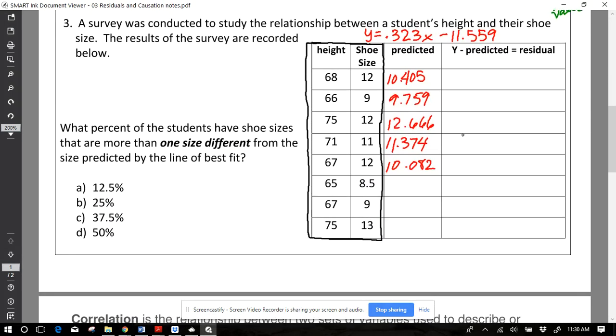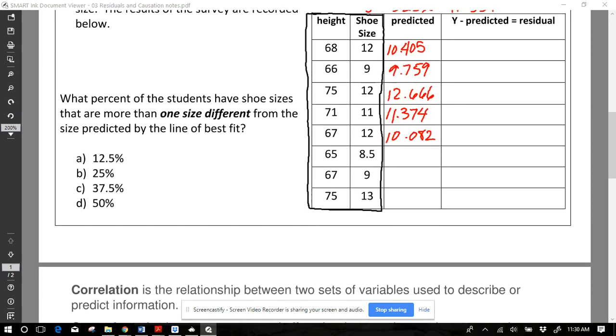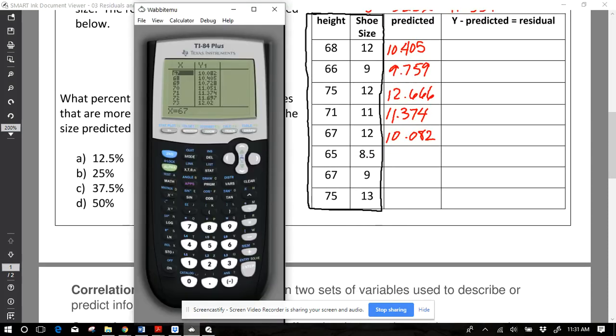Move my paper up a little bit. At 65, it is 9.436. At 67, it is 10.082. And then at 75, it was 12.666. So what I've done is I used the calculator to gather this list of predicted values.